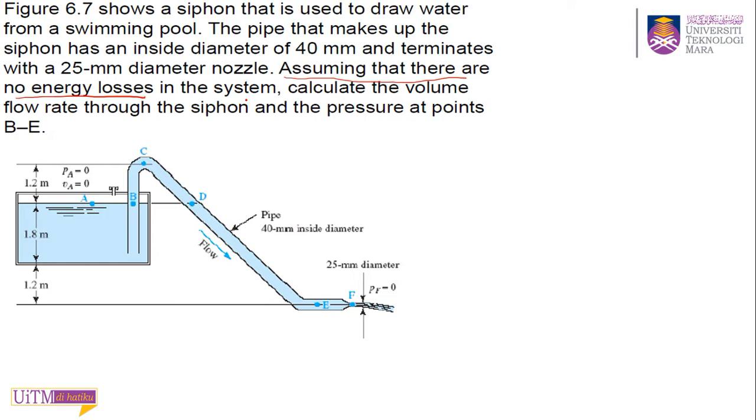So that's why it says here, assuming that there are no energy losses in the system, calculate the volume flow rate. The volume flow rate, if you still remember, for the continuity equation, is Q. So they ask you to find the Q through the siphon and the pressure at points B to E. The points B, C, D and E. So they ask you to find the pressure at all points, PB until PE. So it's quite long work. How can you do this?